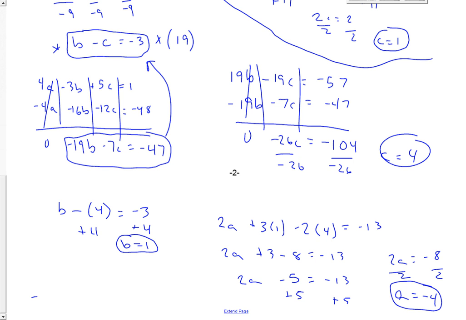So I get negative 4 for my a, 1 for b, and positive 4 for c. And that's my ordered triple for number 8. And that is number 6, 7, and 8.